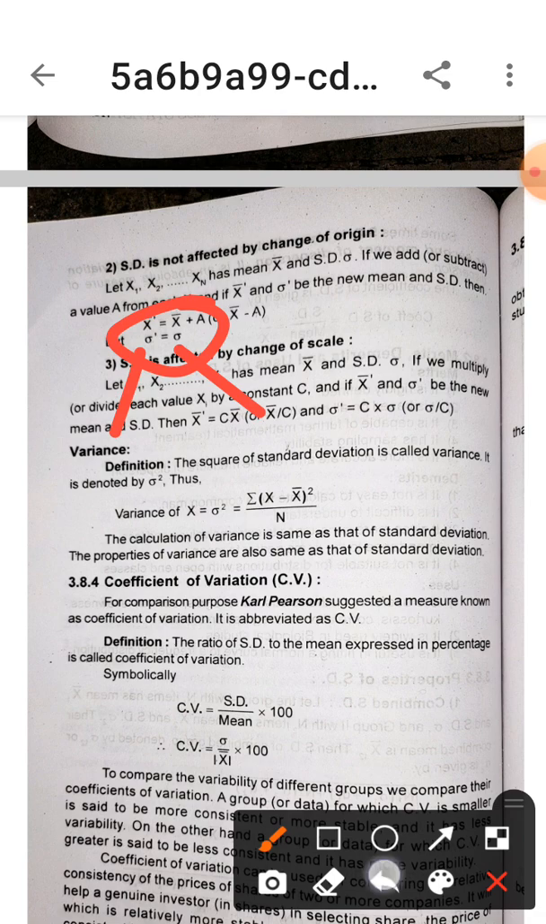Okay, and the third property is that SD is affected by change of scale. That is, if we multiply or divide each value x by a constant c, then the combined mean and SD will be affected.